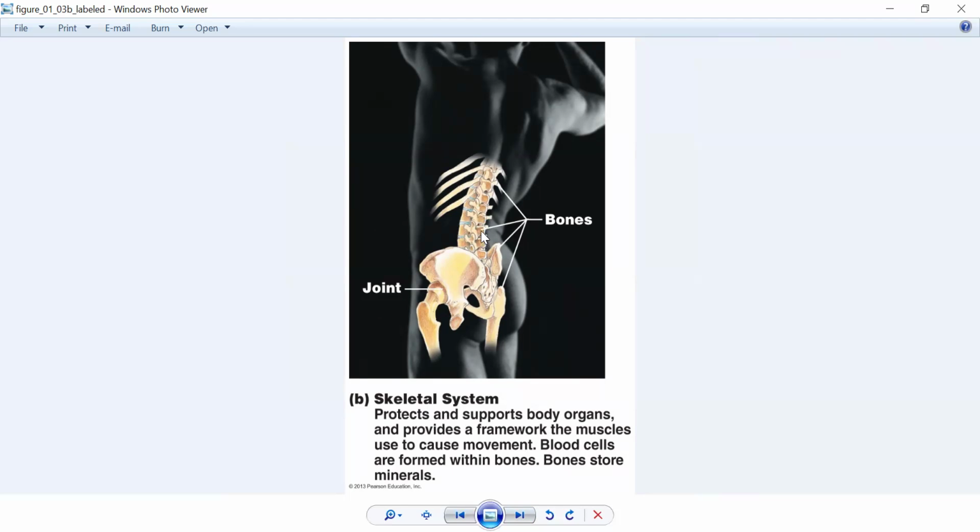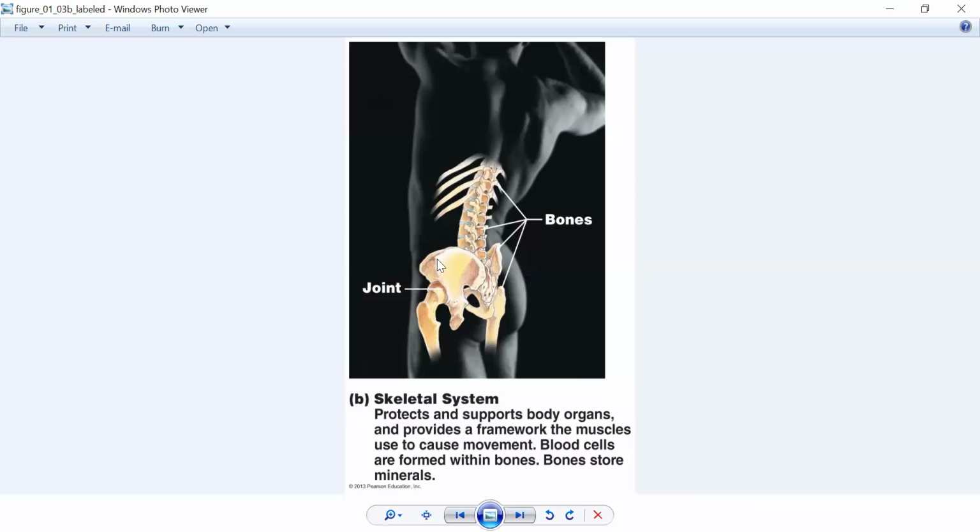Another function is that it provides the attachment sites for skeletal muscle. Skeletal muscle is that muscle that you use for movement and voluntarily communication. So it's the only type muscle that you can consciously control. So again, another function is it allows attachment sites for skeletal muscle.